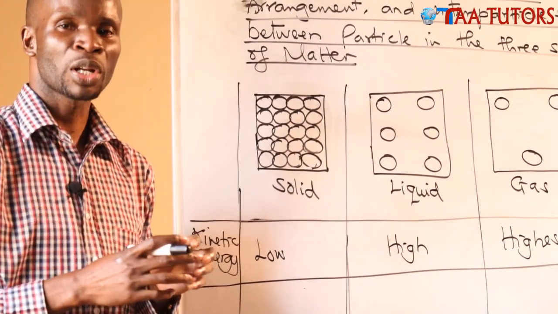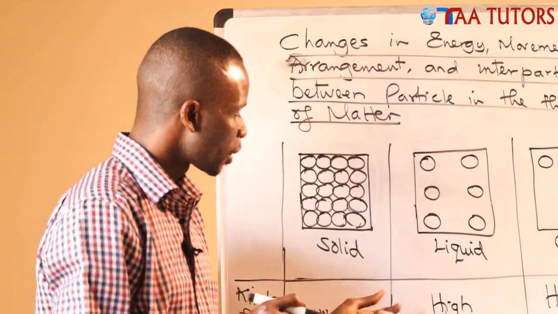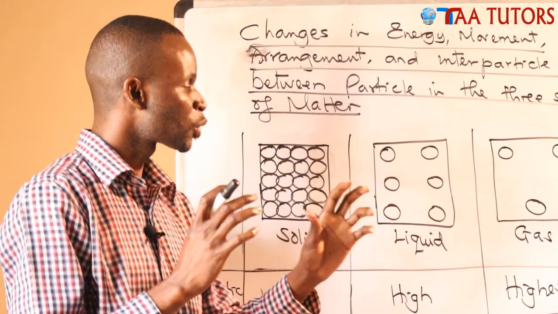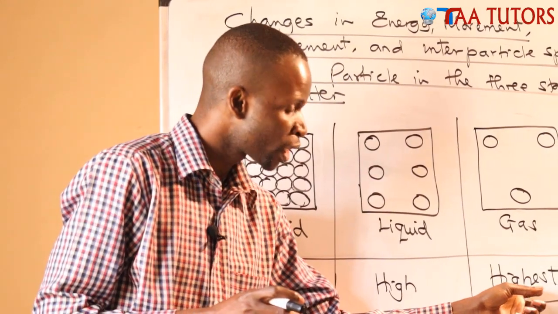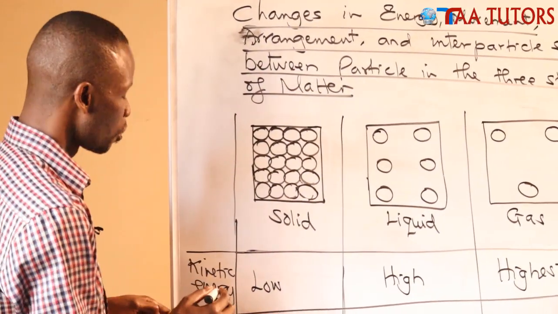I want to use that word low to refer to the word small. The kinetic energy is small. When we come to liquid state, the kinetic energy is high. That's why the particles can move, but they don't move that fast as compared to the particles in gaseous state. That is kinetic energy.